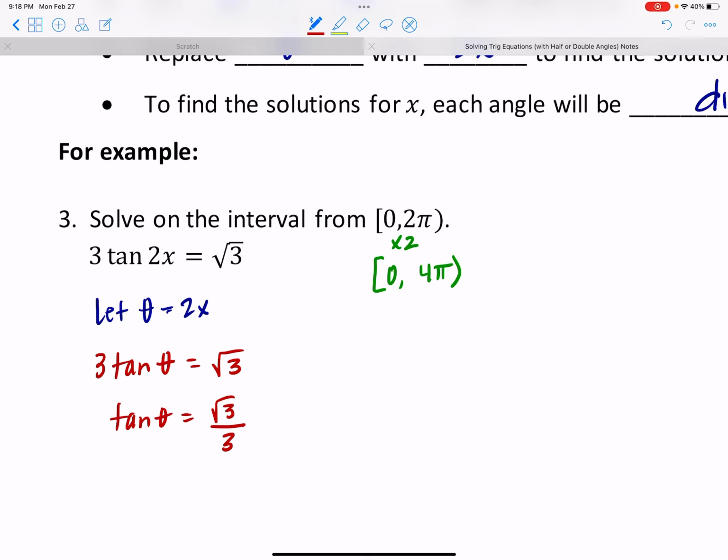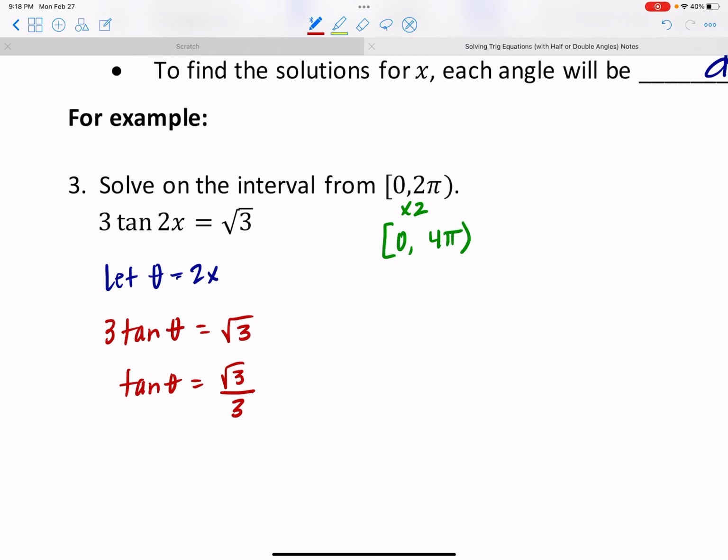Tangent. Oh, sorry, I am having a moment. Alright, so we want to figure out from our unit circle where the tangent of our angle is going to be equal to radical 3 over 3. I'm not used to looking at the rationalized form. Don't mind me.